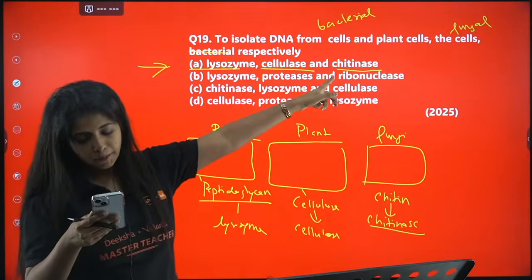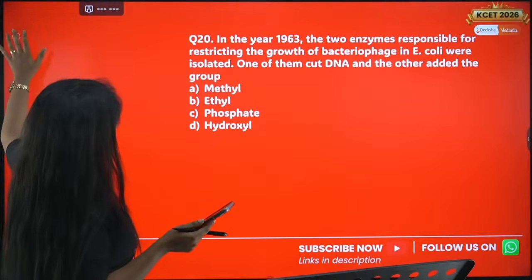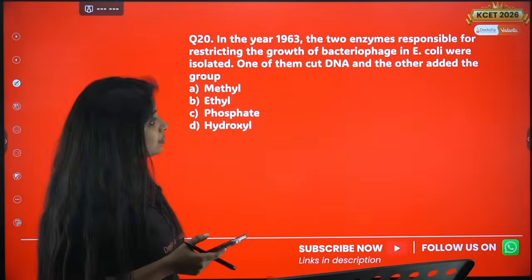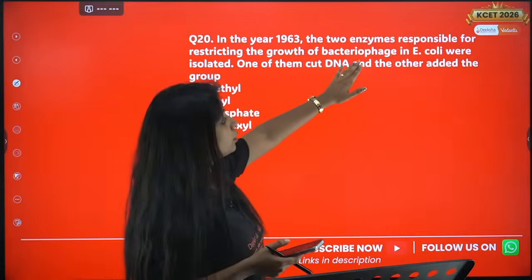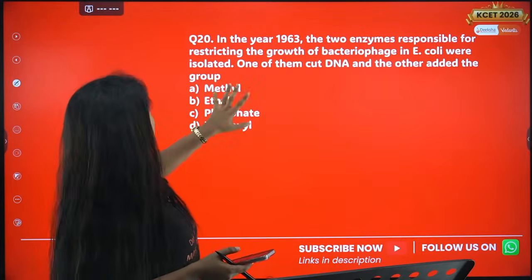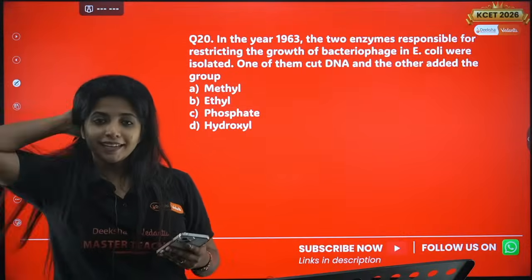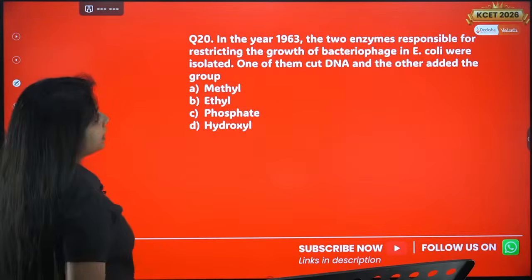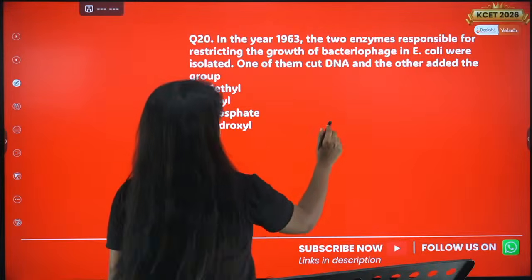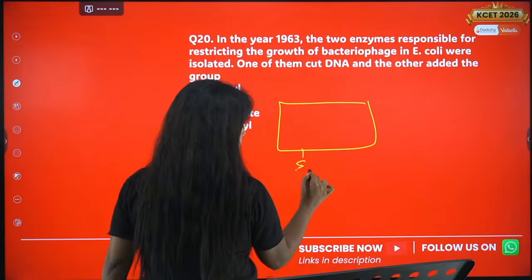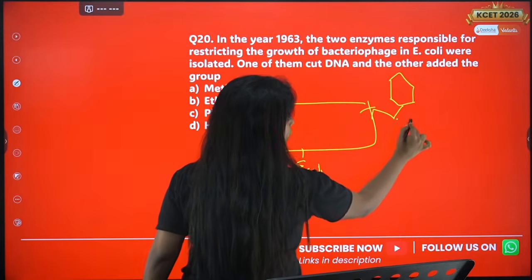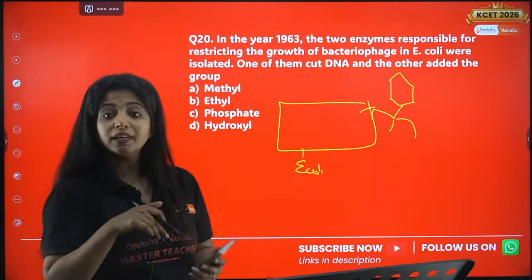Okay, now we come down to the last question for the day, and that is this. In the year 1963, the two enzymes responsible for restricting the growth of bacteriophage in E. coli were isolated. One of them cut the DNA and the other added some group. That means, again I'll tell the story, this is E. coli, and an E. coli was infected by a bacteriophage. What is a bacteriophage, my dear children? Bacteriophage is actually a virus.